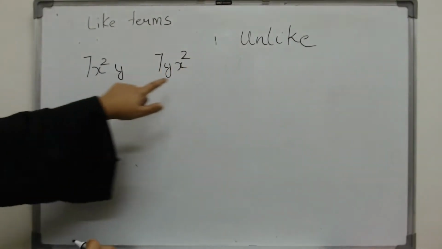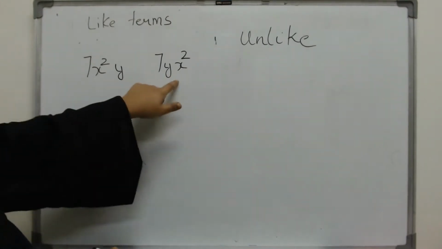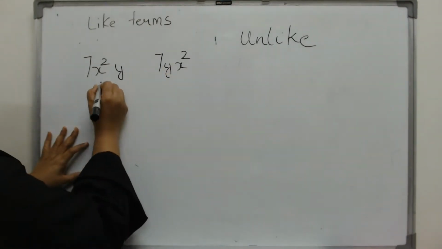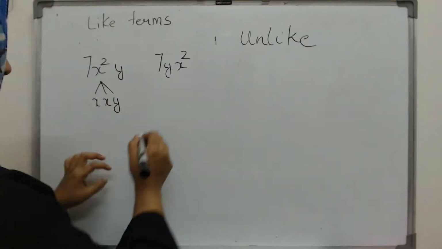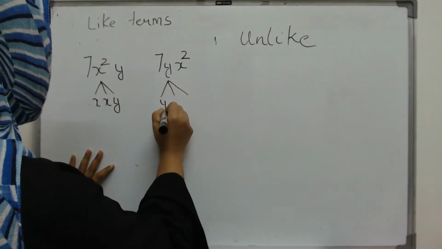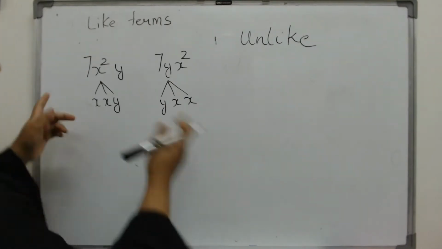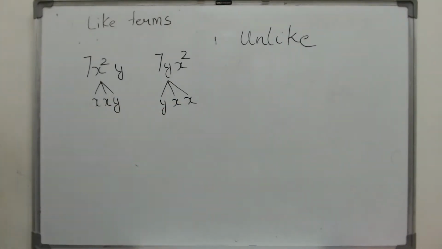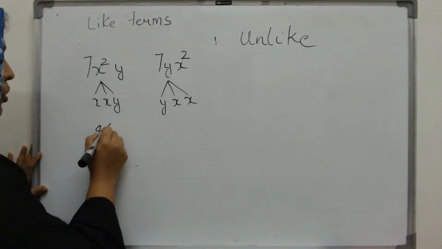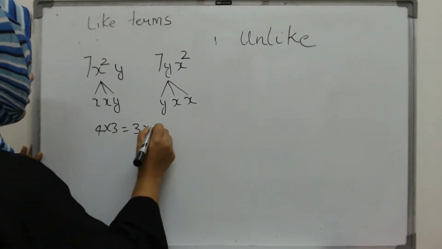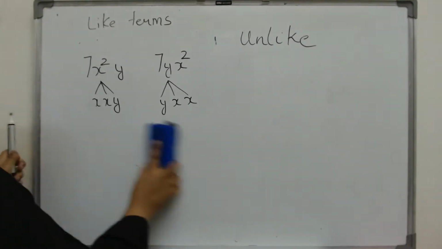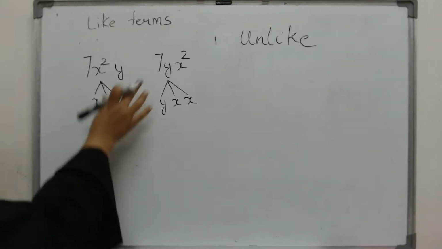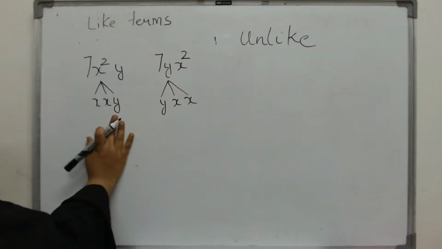These two are actually like terms. They look different, but see what this is. This is actually 2x and 1y. This again is y and 2x. Why are they the same? Because multiplication is commutative. 4 into 3 is the same as 3 into 4. So whatever the order of your numbers, it does not matter. So in both of these you have 1y and 2x.